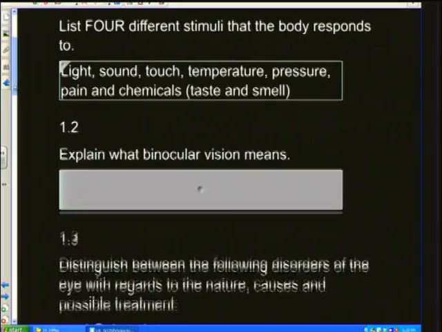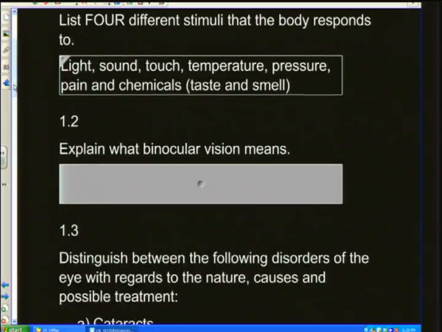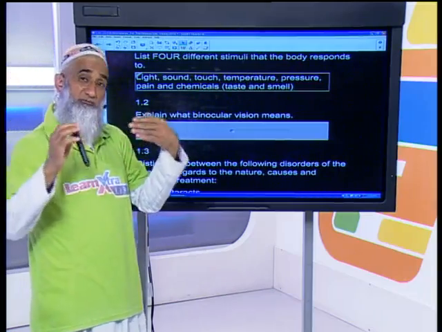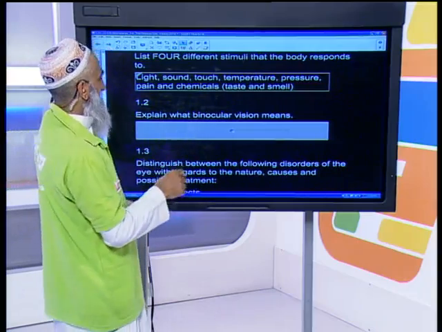Light, sound, touch, temperature, pressure, pain, and chemicals. Chemicals mainly through taste and smell. Okay? So light, sound, touch, temperature, pressure, hot, cold, etc. All those are stimuli that the body can interpret.